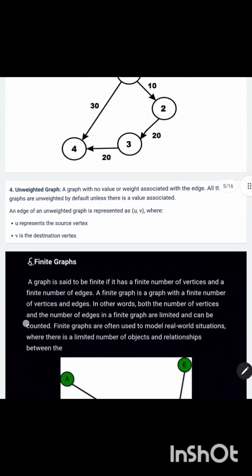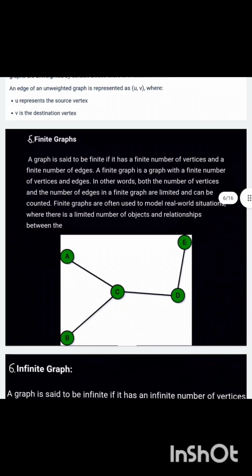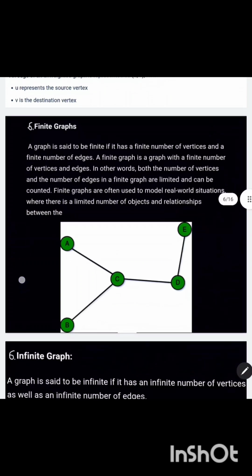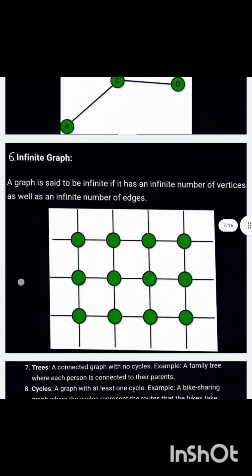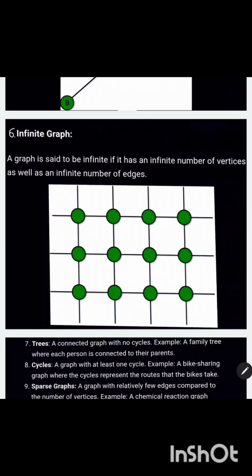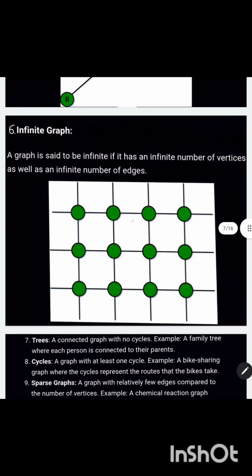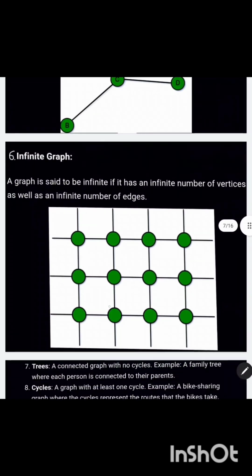All right, then the fifth type is the finite graph. When I say finite, it has a finite number of vertices and a finite number of edges. So the number of edges and vertices or nodes is countable. That is an example of a finite graph. Then you have the infinite graph, in which we do not have a fixed number of vertices and edges. Like in this example, you can see there are continued edges and vertices. This is a continuous pattern. So this is an infinite graph where the number of edges and vertices are infinite.